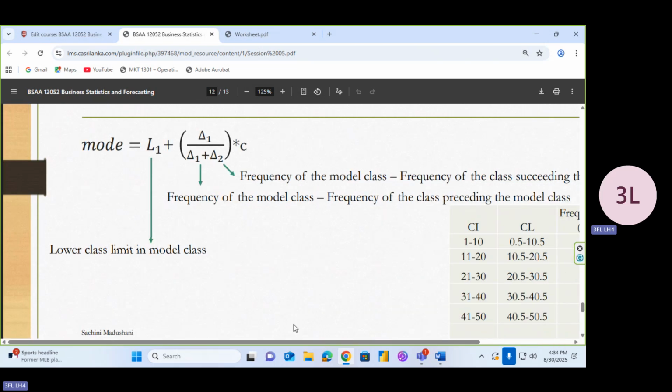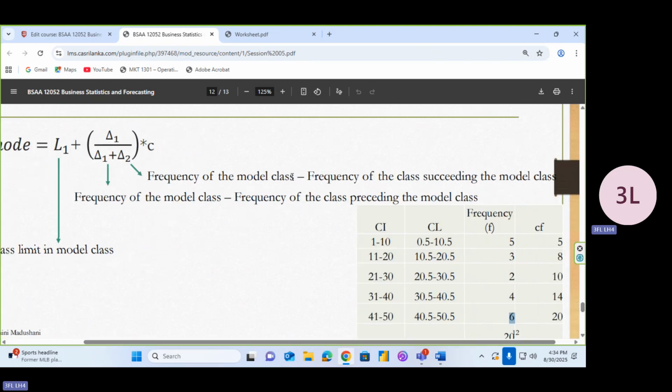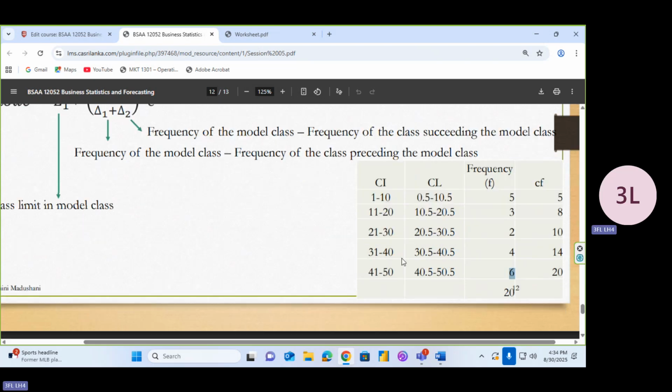Delta 2 means frequency of the modal class minus frequency of the succeeding class. Succeeding means next one. Here, this is the modal class, but there is no next class. Then what's the frequency in the next class interval? 0, no class intervals. Then here, 6 minus 0 is 6.